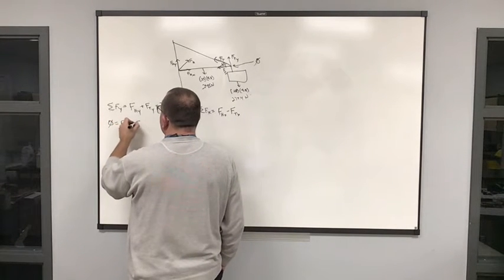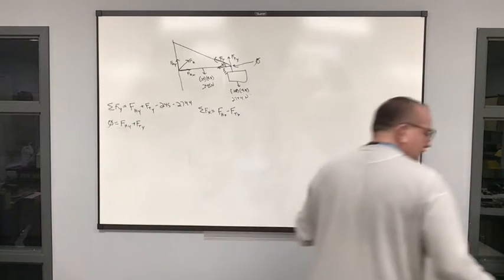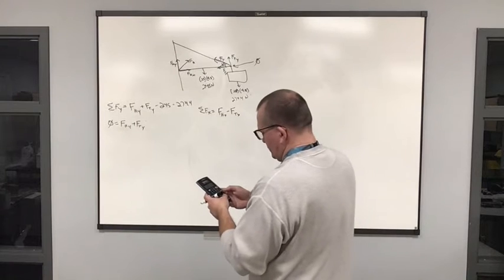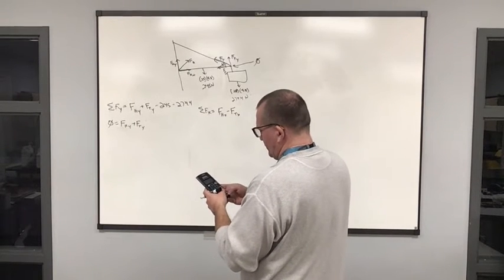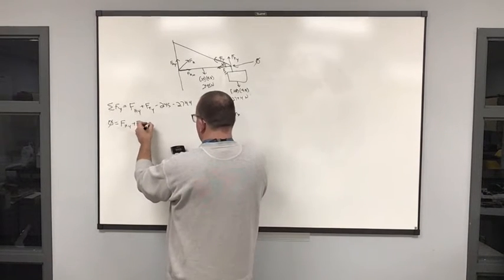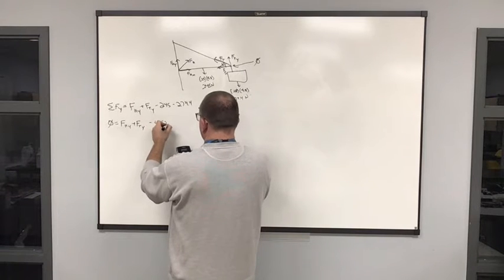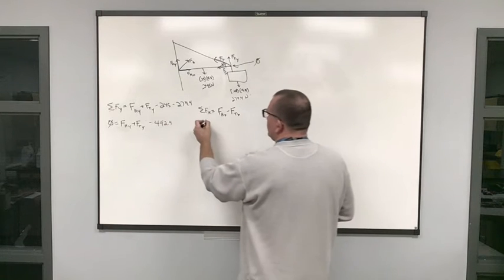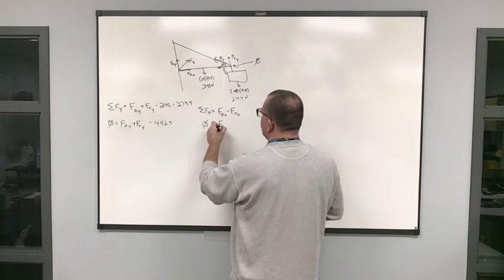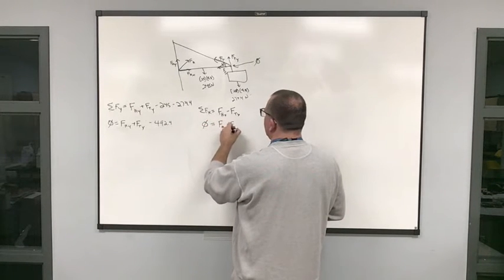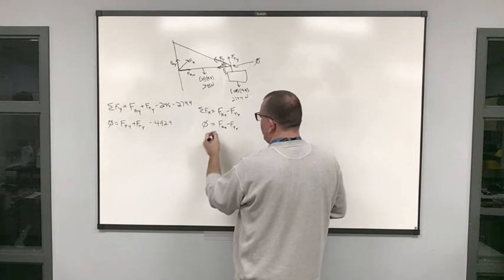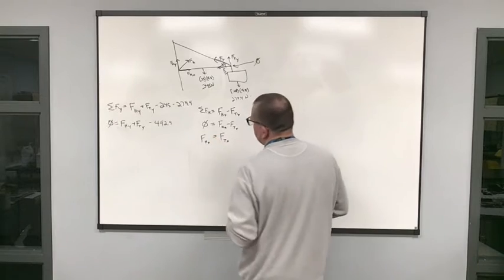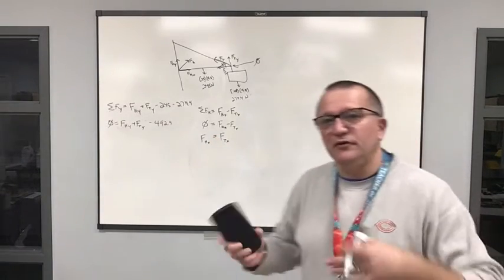F hinge y plus F tension y, and I'm going to just do some math here to put this all together. 245 and 274.4, negative 492.4. Here, this is 0. And you can see what that means is that these two forces in the end are going to be equal to each other. So those two x forces are going to be equal.